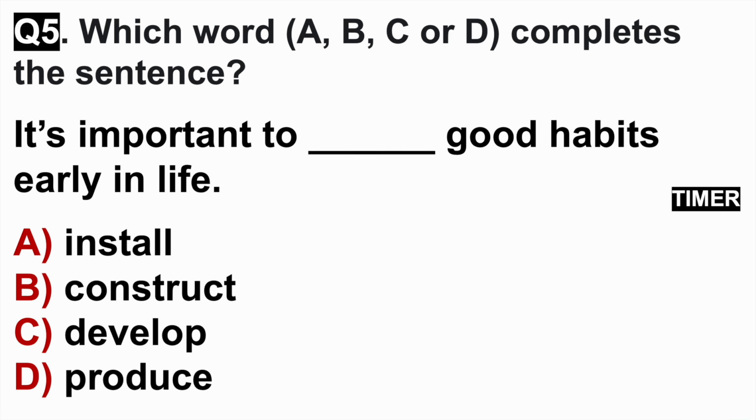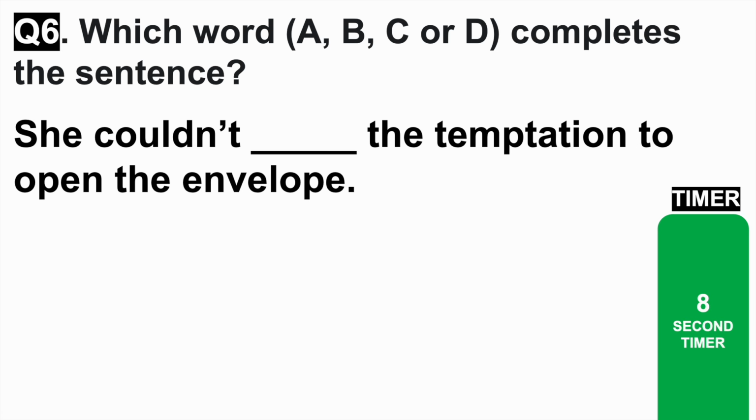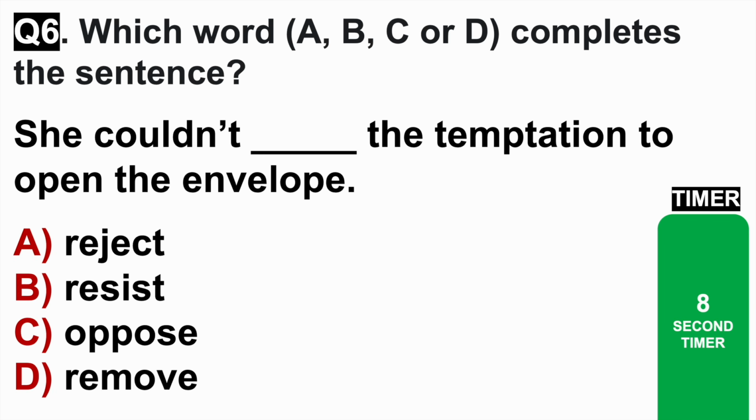And English language test question number 6, before we move on to a different type of question, which word, A, B, C or D, completes this sentence? She couldn't blank the temptation to open the envelope. Is it A, reject, B, resist, C, oppose or D, remove? Tell me your answer in the comment section. Thank you.